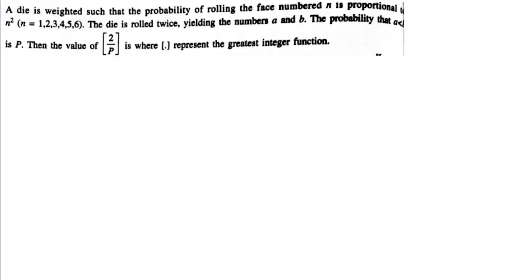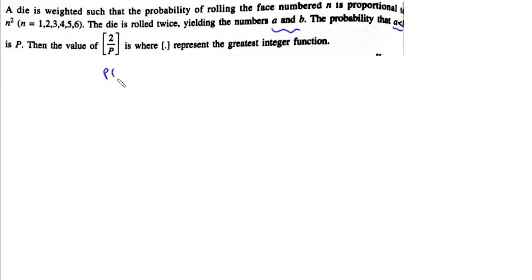Now here the question is: a die is weighted such that the probability of rolling the face numbered n is proportional to n square. This die is rolled twice, yielding the numbers A and B. Find the probability that A is less than B, and this probability is P. Then find the value of the greatest integer function of 2 upon P.